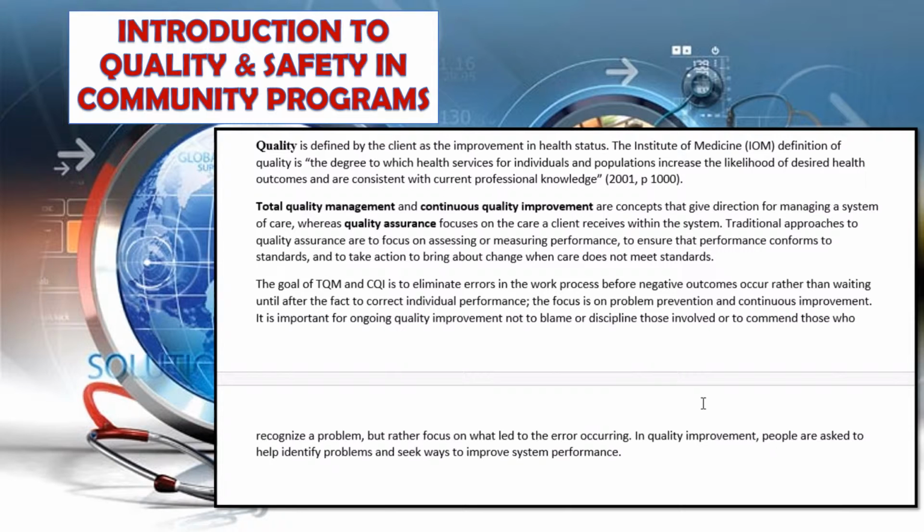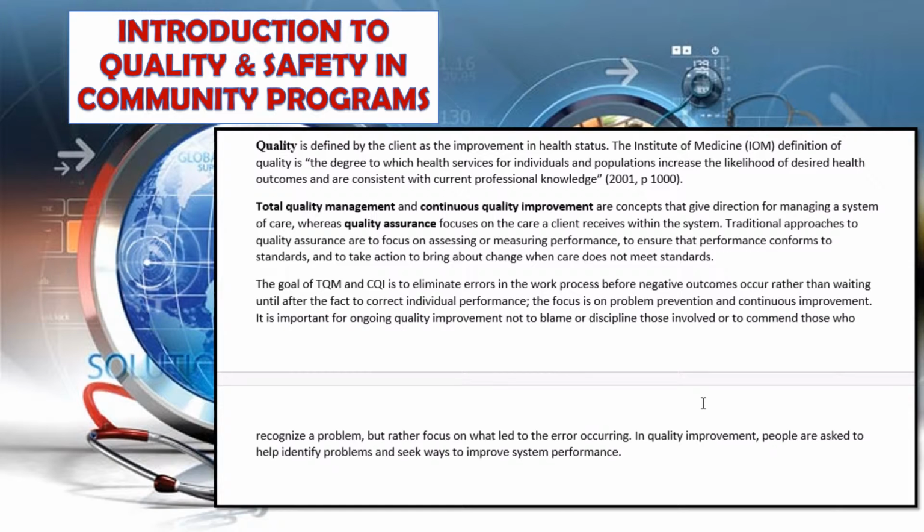So we're looking at the community. Are they improving? So other organizations such as the Institute of Medicine defines quality as the degree to which health services for individuals and populations increase the likelihood of the desired outcomes. What are we looking at?